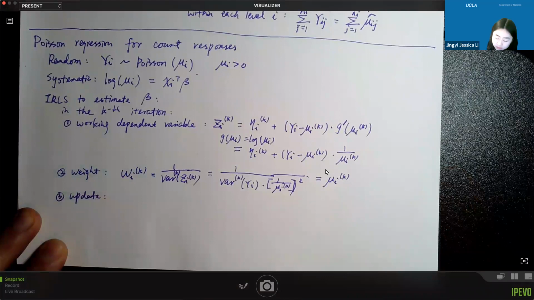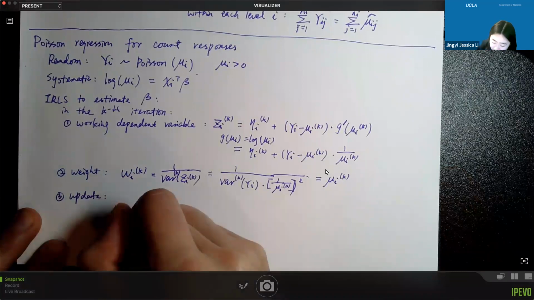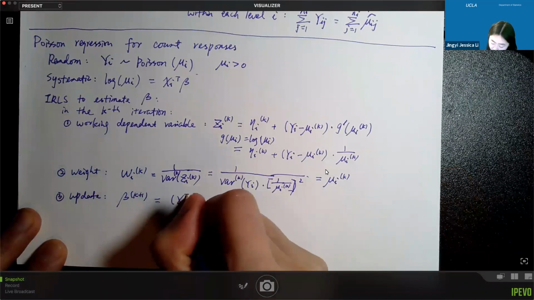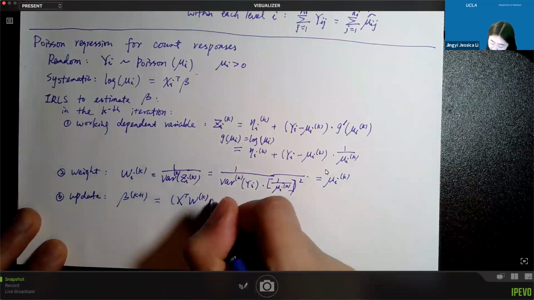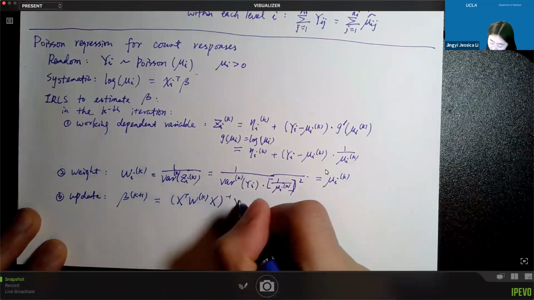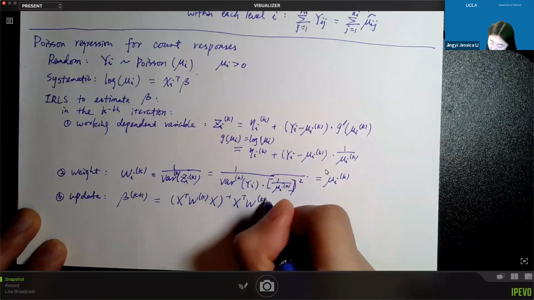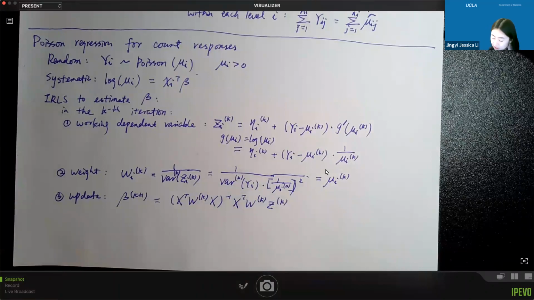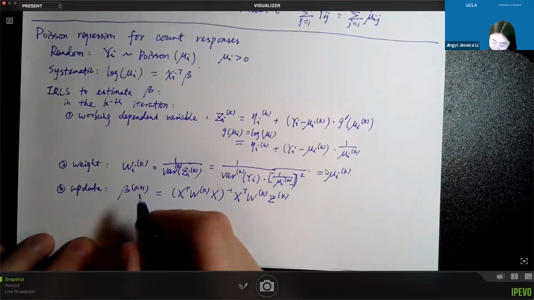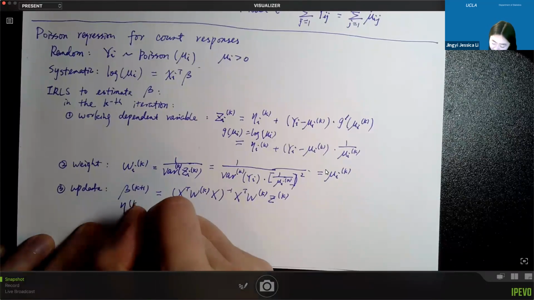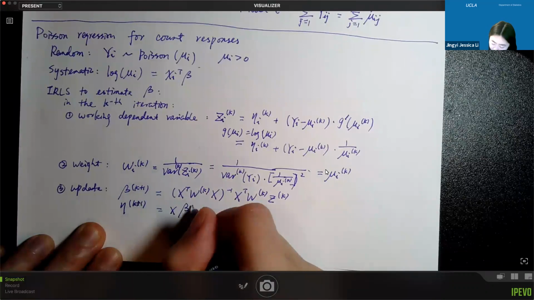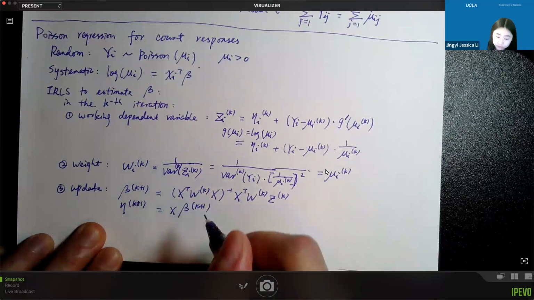Okay, so then we do the update. That's where the weighted least squares comes in. So beta k plus 1 is (x transpose Wk x) inverse x transpose Wk zk. So I'm going to update my parameter as this, first to get the beta, and then I update the linear predictors. Eta k plus 1 equals the design matrix x times beta k plus 1.